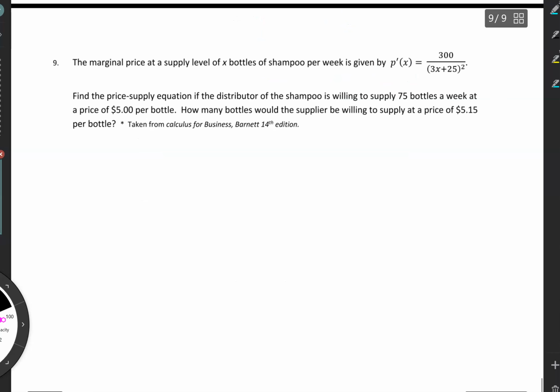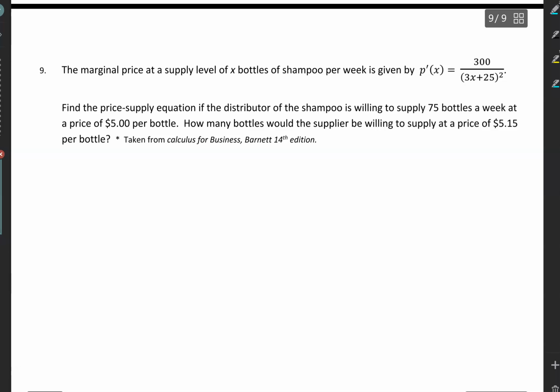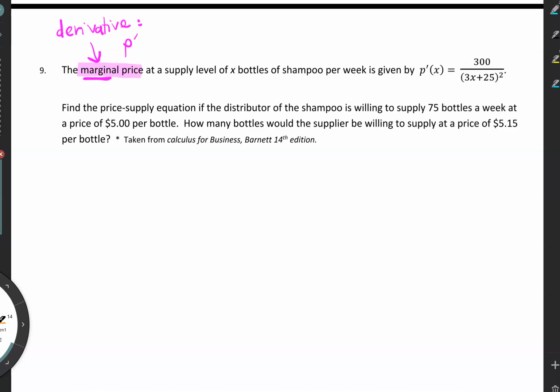Let's take a look at it. Okay, let's read this sucker. It says the marginal price. So I'm going to stop right there and remind myself, when you hear the word marginal, that means derivative. So marginal price is going to be P prime, right? The marginal price at a supply level of X bottles of shampoo per week. So X is representing the number of bottles of shampoo per week. Is given by this function.